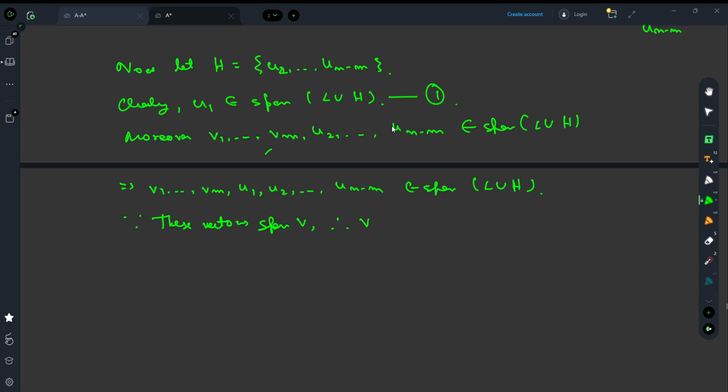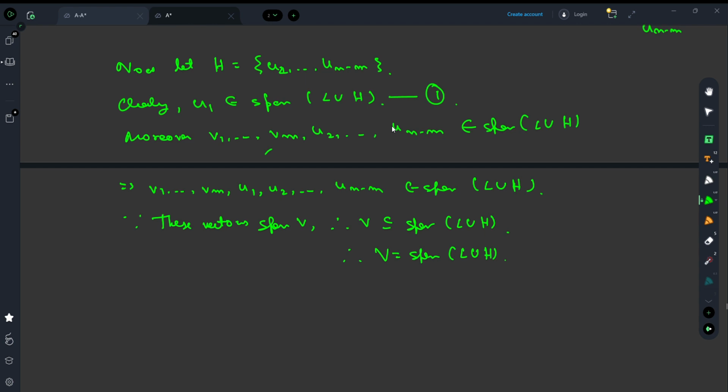So since these vectors span V, therefore V must be in the span of L union H. But observe the fact that L is a subset of V. H is also a subset of V because G generates V. In a way, G is automatically a subset of V. H is a subset of G. So therefore, V must be equal to the span of L union H.